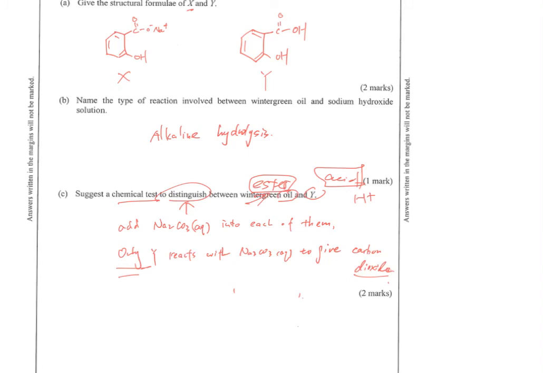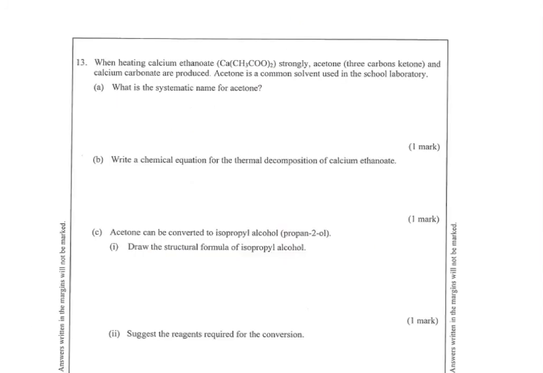Okay, we go to the last question here. So when heating calcium ethanoate strongly, acetone and calcium carbonate are produced. Acetone is a common solvent used in the school laboratory, right? And here it is given as a three-carbon ketone. Ketone, we know the functional group is the carbonyl bond, C=O double bond. And the ketone here has three carbons, 1, 2, and 3. That means this acetone is this three-carbon ketone compound.